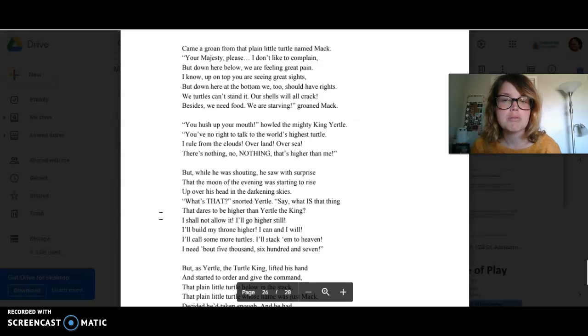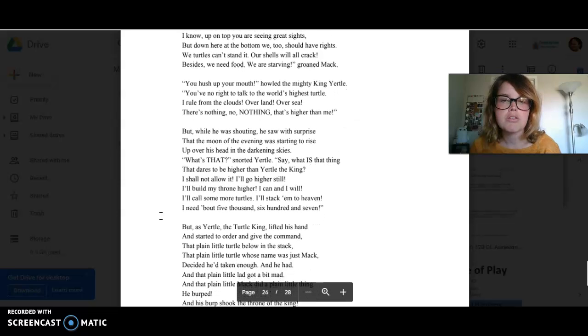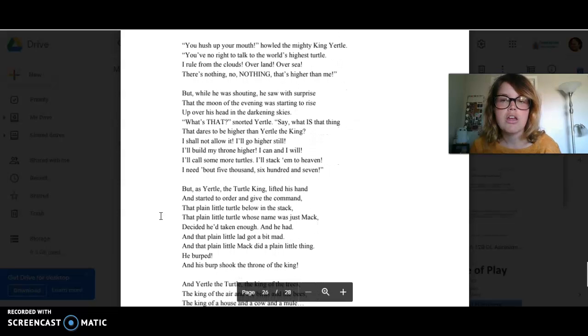"Your Majesty, please, I don't like to complain, but down here we are feeling great pain. I know up on top you are seeing great sights, but down here at the bottom we too should have rights. We turtles can't stand it, our shells will all crack. Besides, we need food, we are starving," groaned Mac. "You hush up your mouth," yelled the mighty King Yertle. "You have no right to talk to the world's highest turtle. I rule the clouds over land, over sea. There is nothing, no nothing that's higher than me."